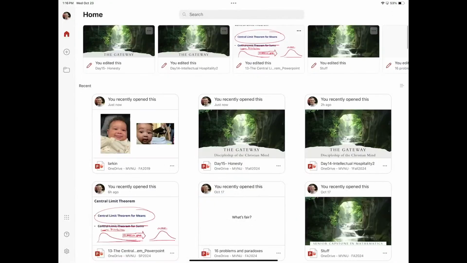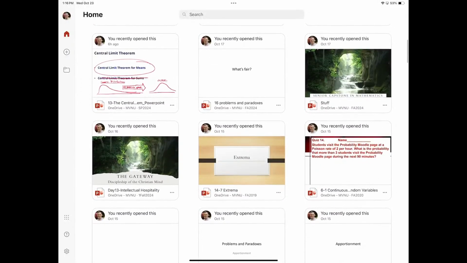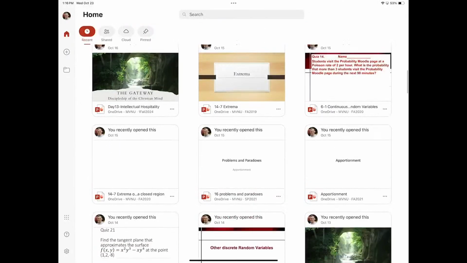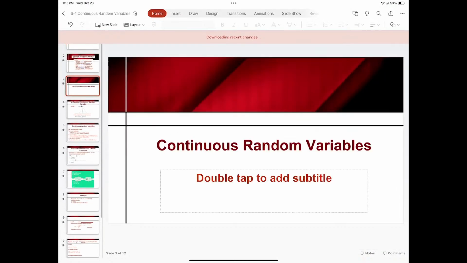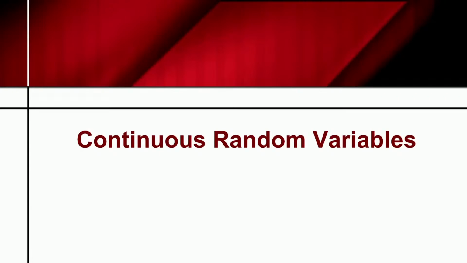Let's see. Where is the thing we're doing, though? Thought we had... oh, there it is, continuous random variables. Okay, there we go. We're moving on finally to continuous random variables.